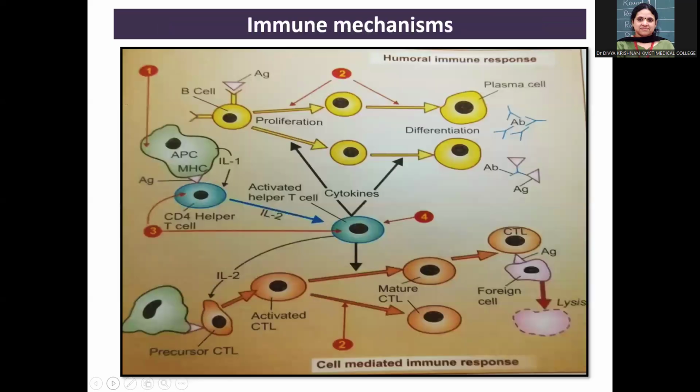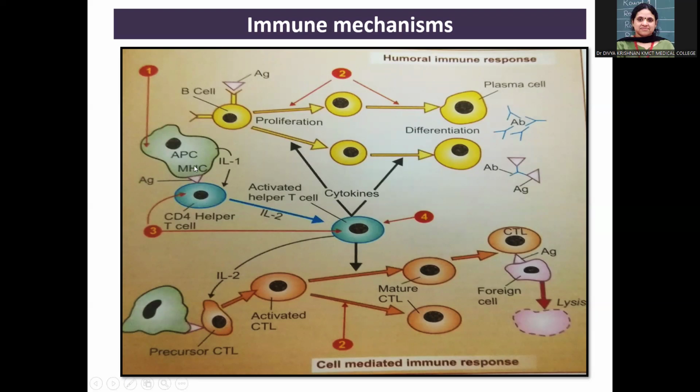Before we go into the immunosuppressants, let us have a recap of the immune mechanisms, which you have already learned in phase 1. But there are two types of immune responses. One is the humoral immune response, and the other one is the cell-mediated immune response. So during the humoral immune response, the antigen, which is processed by the macrophage or the antigen presenting cells, is coupled with the major histocompatibility complex class 2 and is presented to the CD4 helper T cells with the help of the MHC class 2.